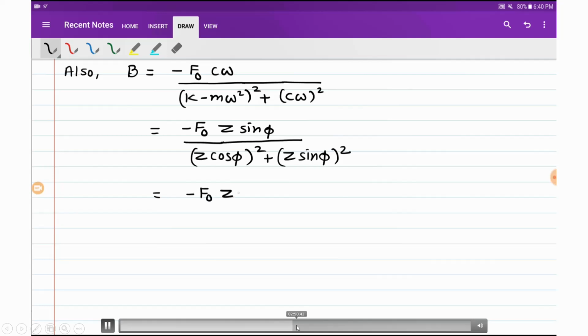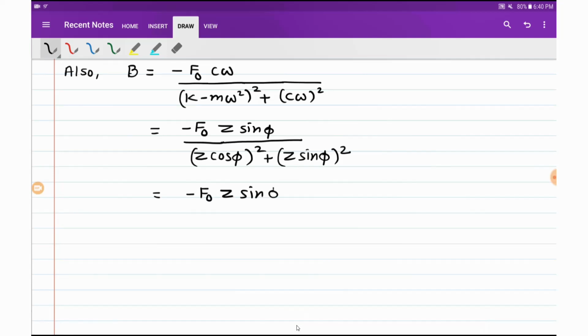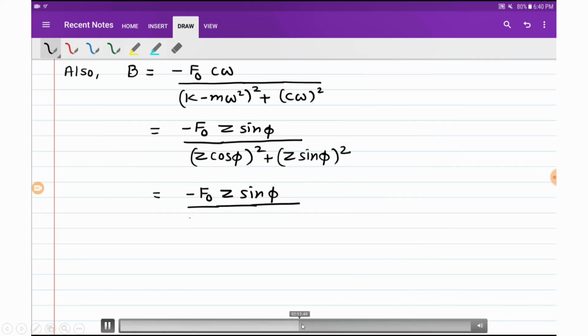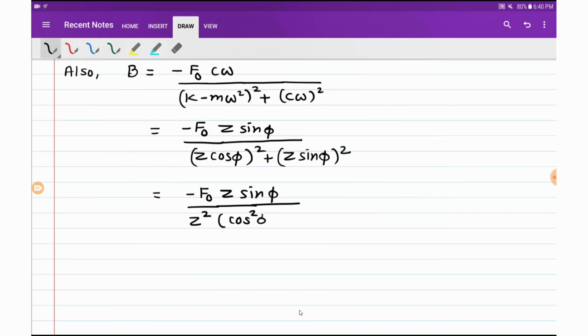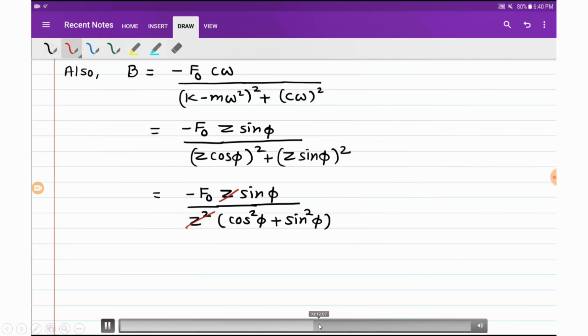Simplify in the same fashion as we have done earlier. So this is nothing but z square inside the bracket cos square plus sin square, that is nothing but 1. Cancel out one z from the numerator as well as from the denominator. So cos square plus sin square is 1, and it is minus f0 by z sin phi.